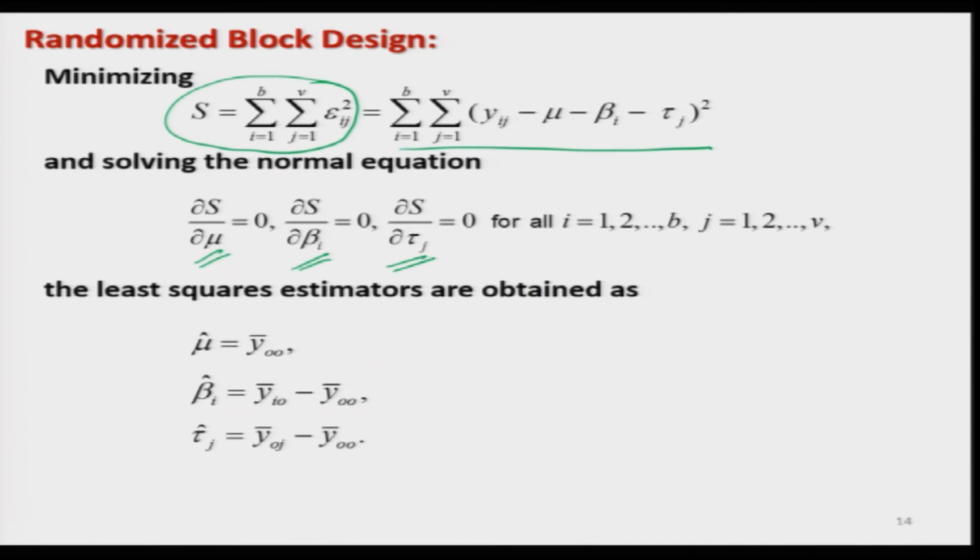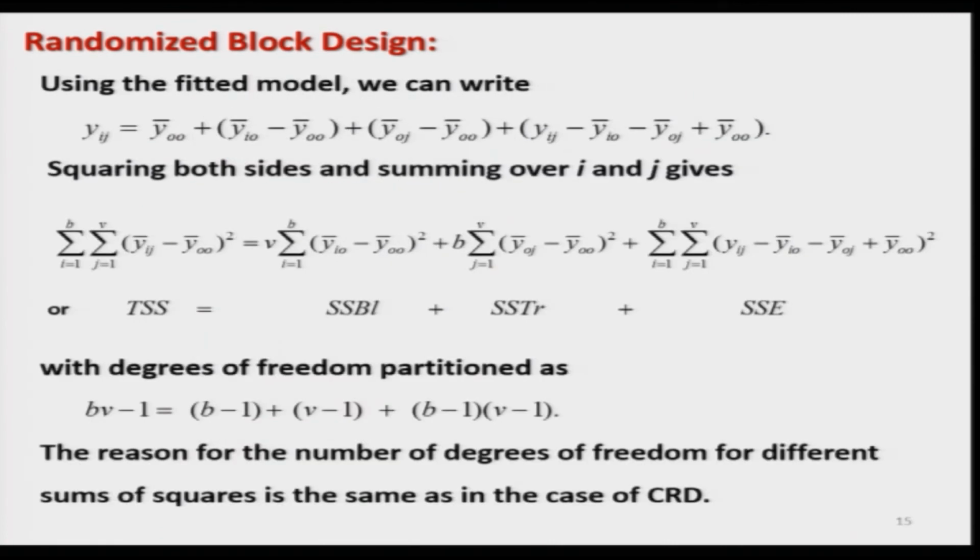So, now if you try to solve these three normal equations, which are obtained after partially differentiating the sum of squares due to errors, or say sum of squares due to random errors, then you impose the condition that summation beta i equal to 0 and summation tau j equal to 0, and then you can obtain the least squares estimators of mu, beta i and tau j as follows. The least squares estimator of mu will come out to be y bar double naught, the least squares estimator of beta i will be y bar i naught minus y bar double naught, and the least squares estimator of tau j will be y bar naught j minus y bar double naught, where y bar double naught is the mean of all the observations. That is the same terminology.